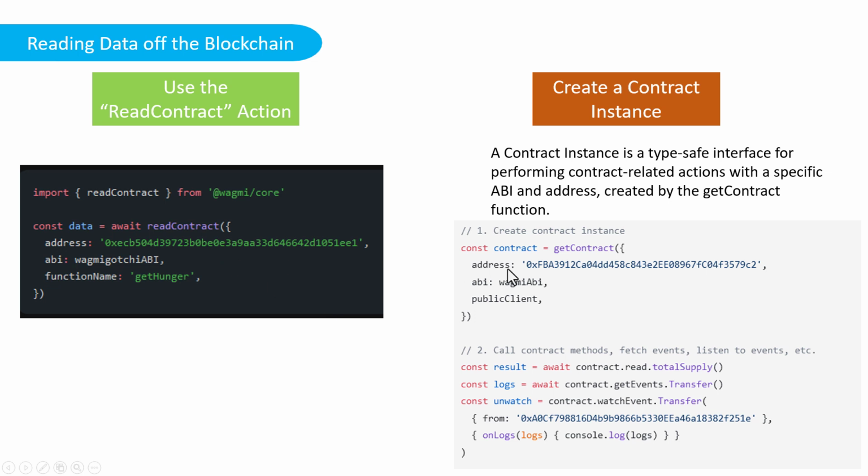WAGMI is intelligent enough to use your ABIs to determine the type of the data that will be returned. A contract instance also allows you to easily listen to events on that contract.